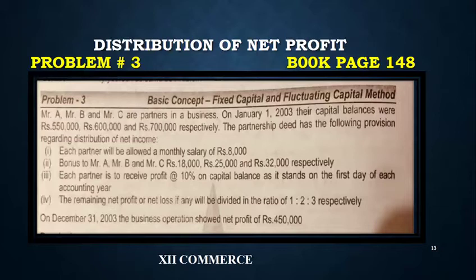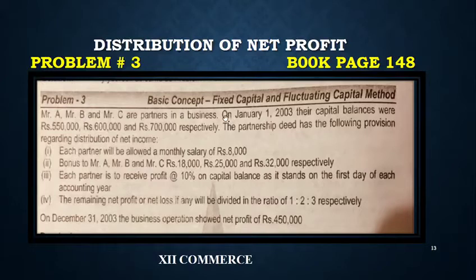We have Mr. A, B, and C who are partners in a business. It means three partners in a business. We will make three columns for the partners A, B, and C. On January 1st, 2003, their capital balances were 550,000, 600,000, 700,000. So these are the names of the partners. The date is also given.